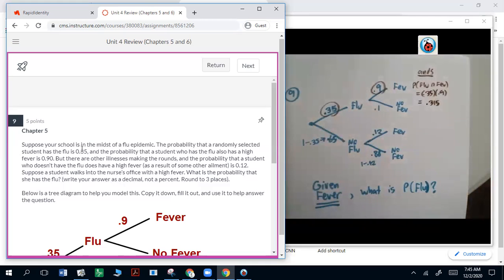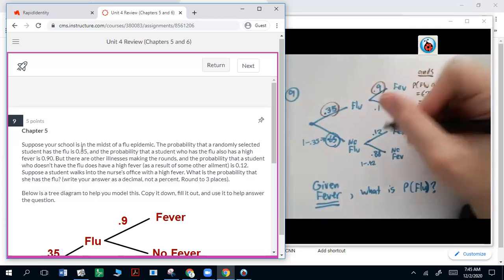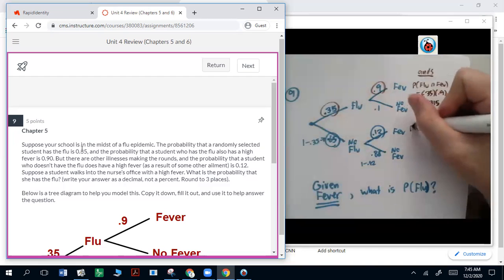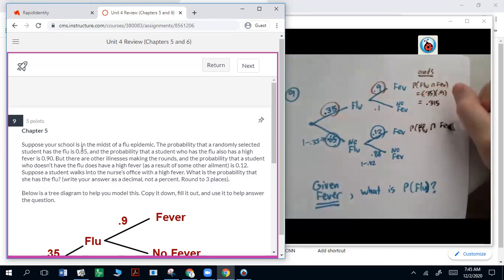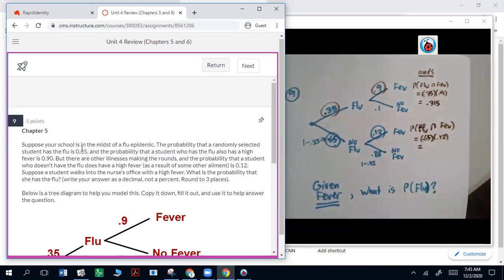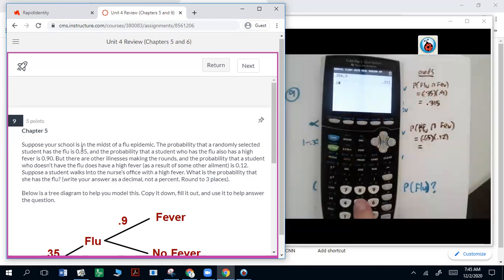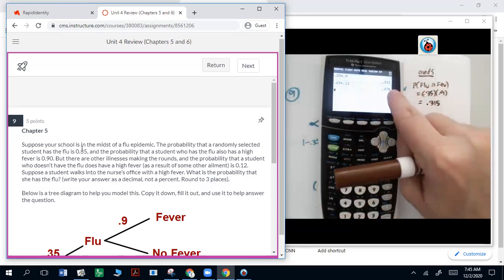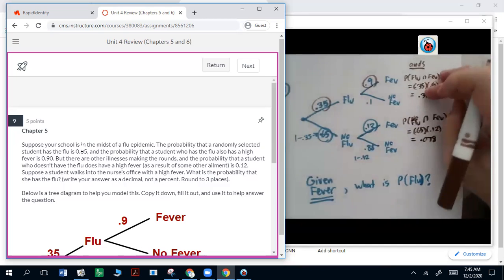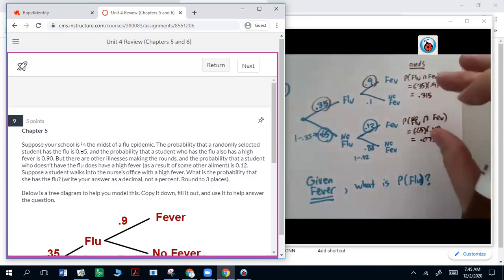Now let's look at the other group. What's the probability of no flu, but still a fever? So the probability of no flu and fever, 0.65 times 0.12. And that's 0.078, quite a bit smaller. But now we have combined the percent of people that have a fever.